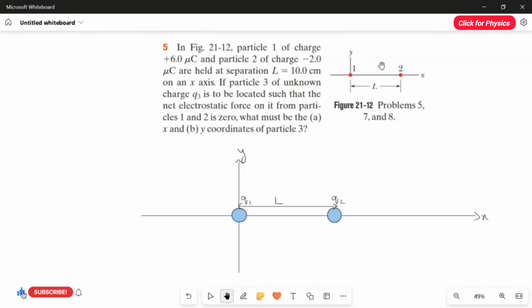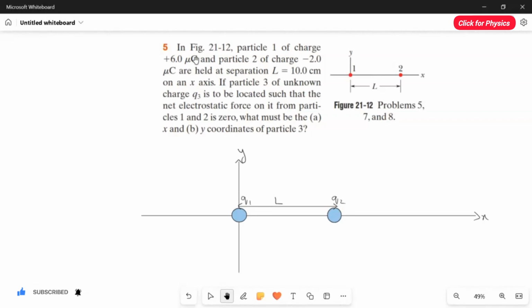So let's see the given figure. What is given in the question? You have two charges Q1 and Q2, and in the figure they mention 1 and 2. So 1 and 2 refers to Q1 and Q2, and these two charged particles are separated by a distance L, which is equal to 10 centimeter. And the magnitude, that means the values of charge 1 and charge 2, is given as 6 microcoulomb and minus 2 microcoulomb respectively.